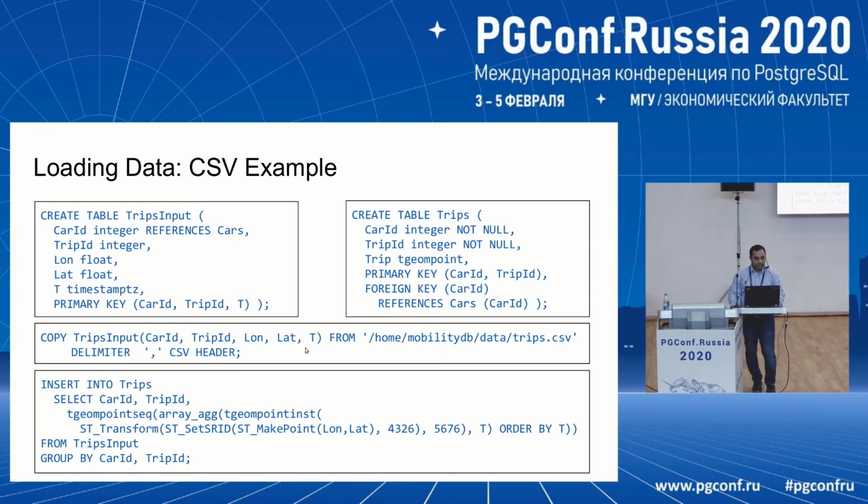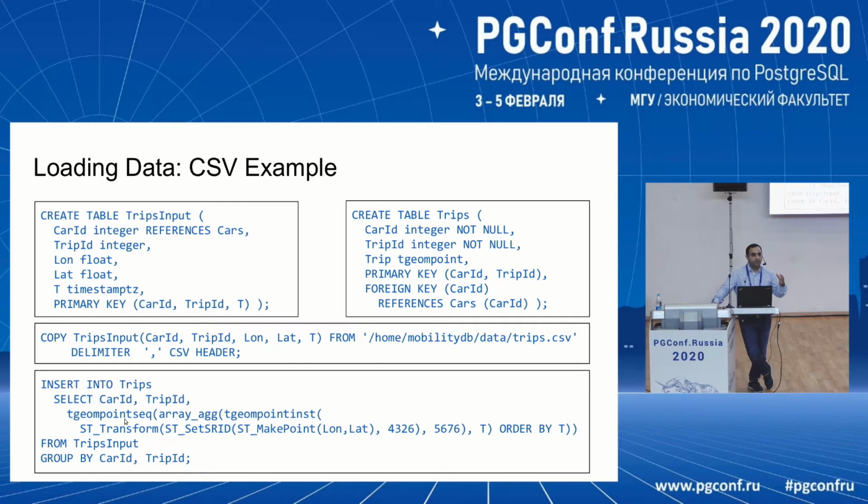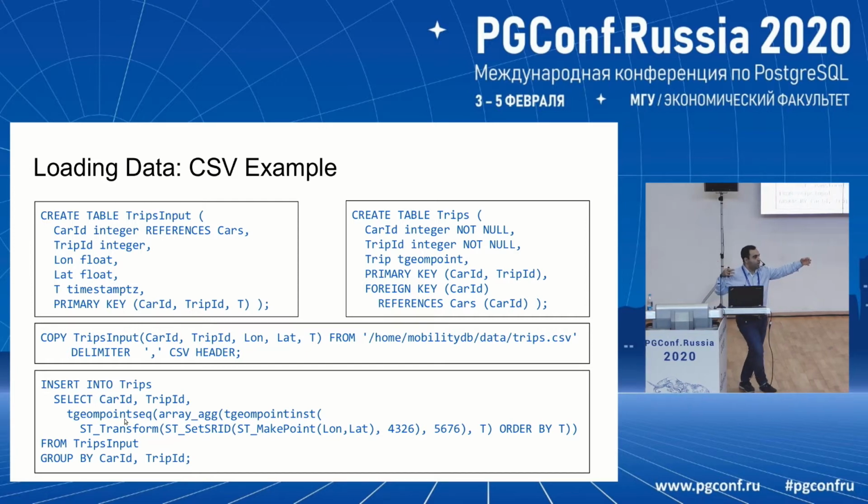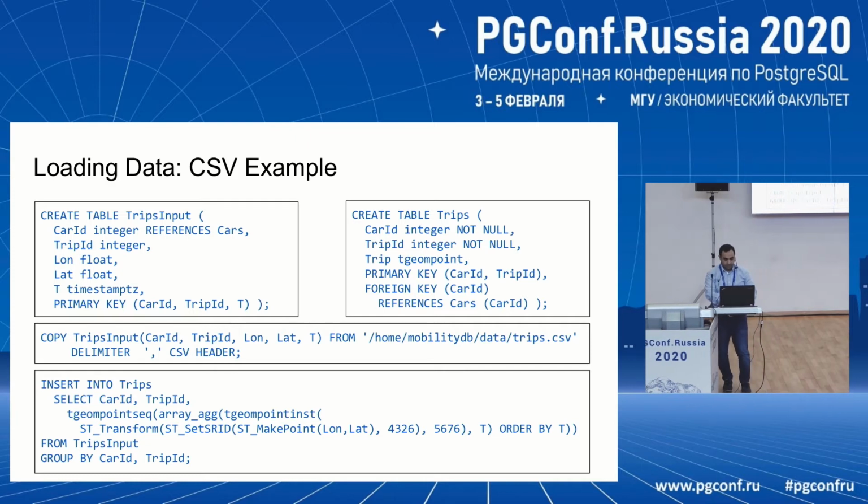So load your flat data coming from the JSON or comma-separated file into the flat relation, and then combine every latitude, longitude into a PostGIS point, add time to them, creating a temporal instant, aggregate all instants by the moving object identifier and the trip identifier, aggregate all of them in an array, and then pack this array inside a temporal geometry point. By this, you have constructed a trajectory out of the points.